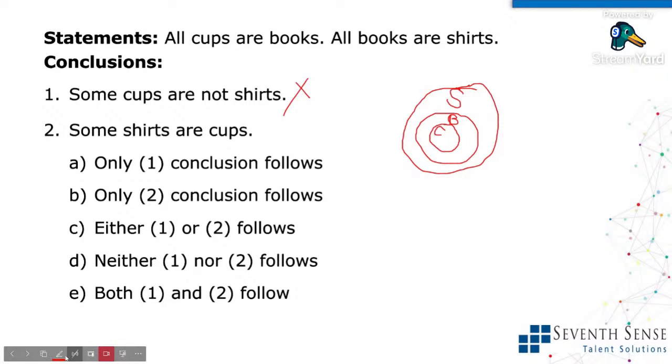No. Because let me show you with a small diagram, with a highlighter. See here, this part whatever I have, other than the cup, all this part is my shirts. See, this part is not at all used, so you can't tell this part as cups. So you can tell that some shirts are cups. Yes, only some of them are cups, but not all. So that is why you have to go for this as the right answer, and the correct answer is conclusion two follows.